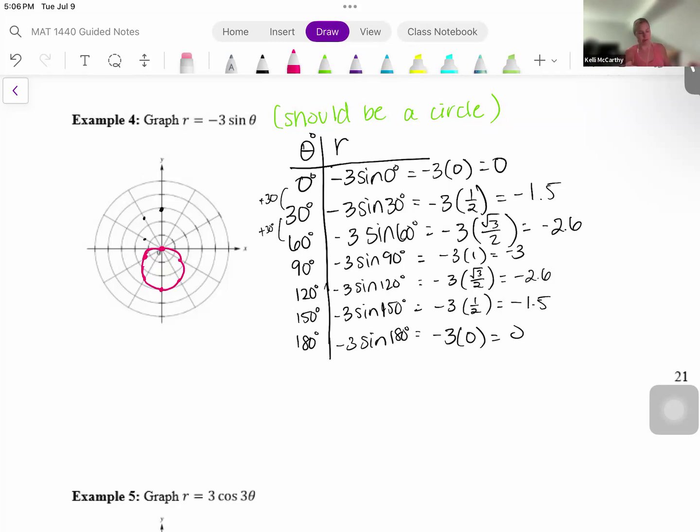So it's not a perfect graph, but you can kind of see, and it's a little bit harder because we are drawing those segments as we go. But if we were to just connect these points, we would get this nice circle. And then if we continue to add more angles of theta, what we're going to see is that process repeat itself.